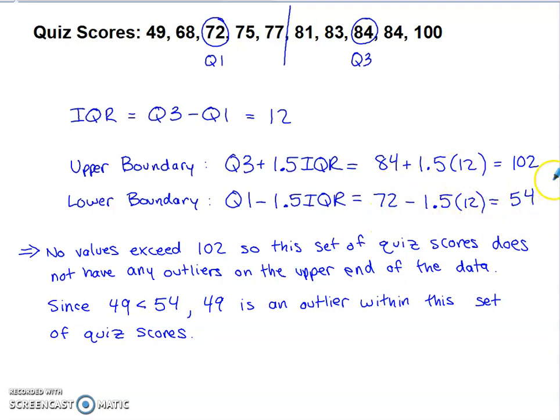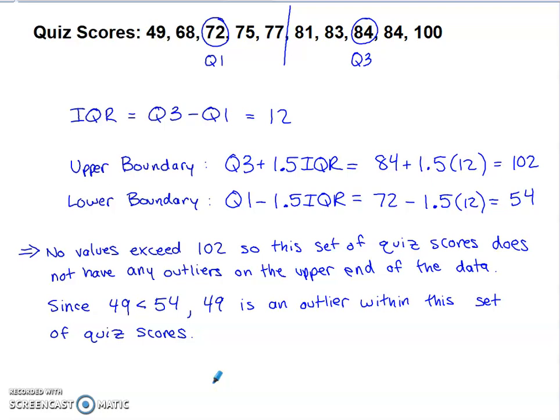So I've shown my work here to establish both the upper and lower boundaries for outliers, and now I need to develop my conclusion. We don't have any values on the upper end of the data that exceed 102, so we do not have any values that qualify as outliers on the upper end of this data set, but clearly 49 is below 54. So because 49 is below that lower boundary for outliers, 49 would qualify as an outlier within this set of quiz scores. Now I have a couple modified versions of this example that we'll talk about.